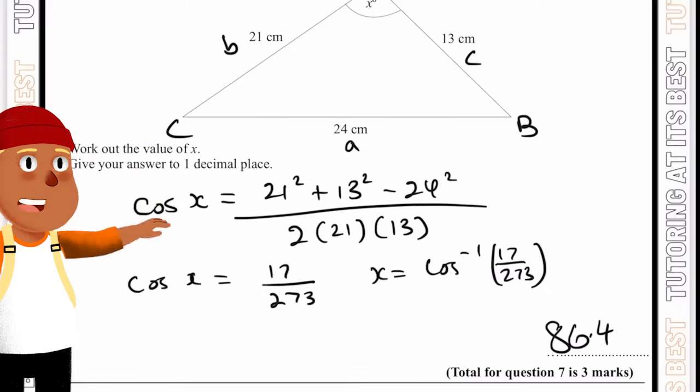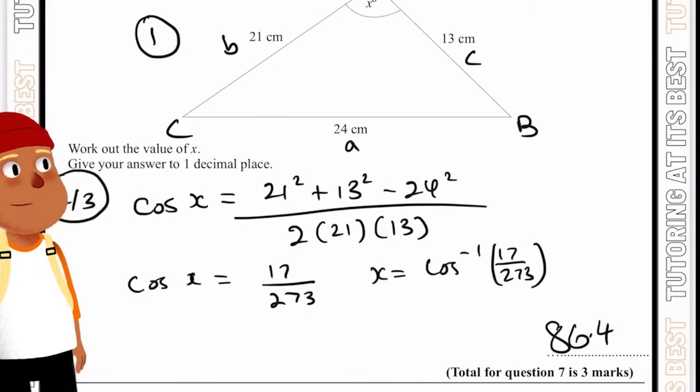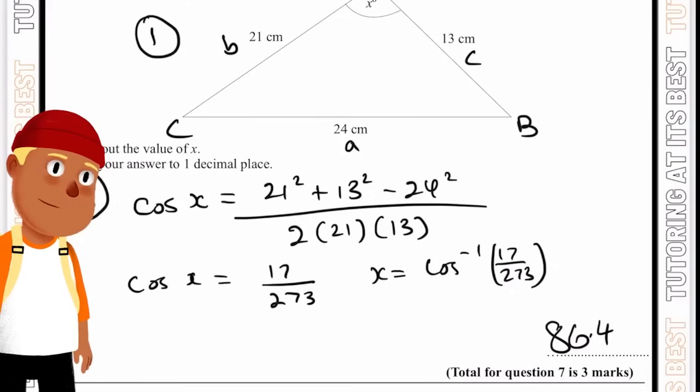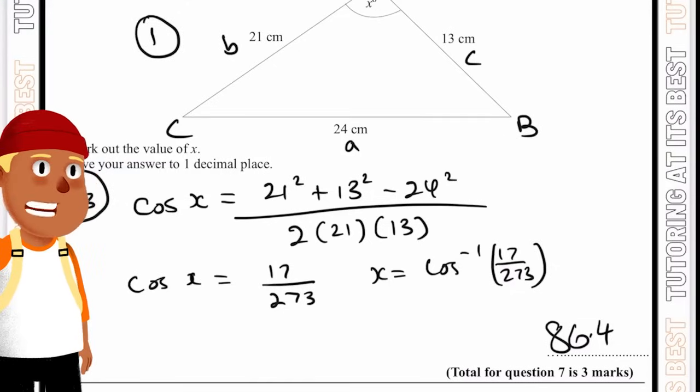So again, I've labeled the sides. That's my step 1. Step 2/3 is I select my formula and I solve it by substituting the values in, and then we're good to go.